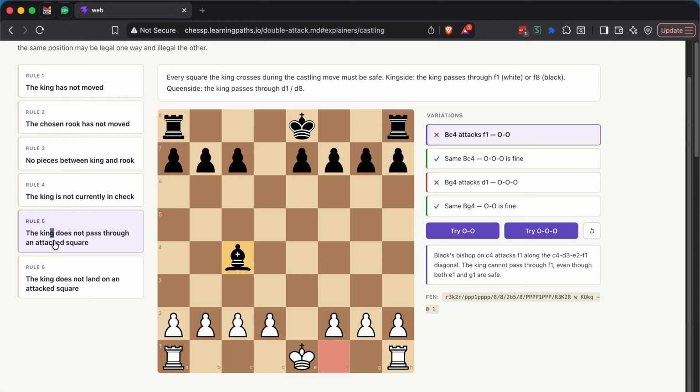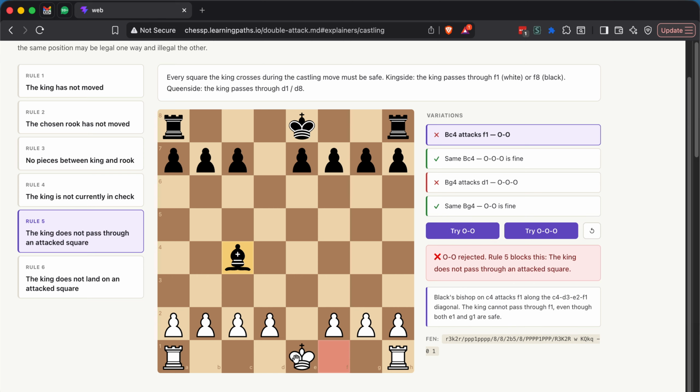So rule number 5 is, now let's say the king has not moved, the rooks have not moved, the squares between king and rooks are empty, and the king is not currently under check. So in this position, we have successfully made sure that all four rules are passed. But in spite of that, here we will not be able to do the king side castling, because for the castling to happen, the king has to pass through these squares, which are e1, f1 and g1.